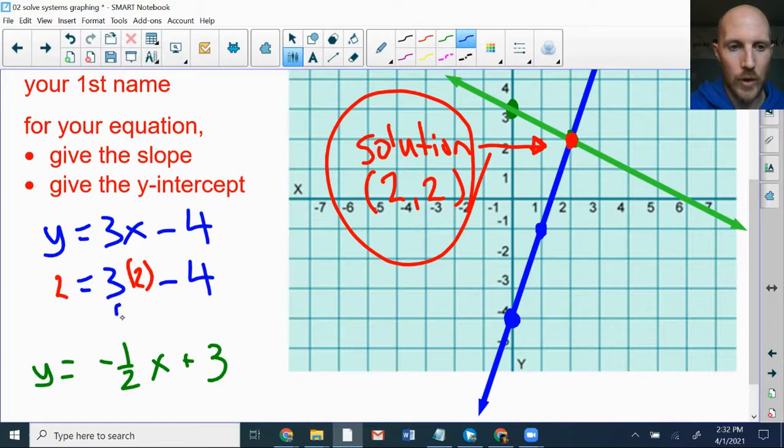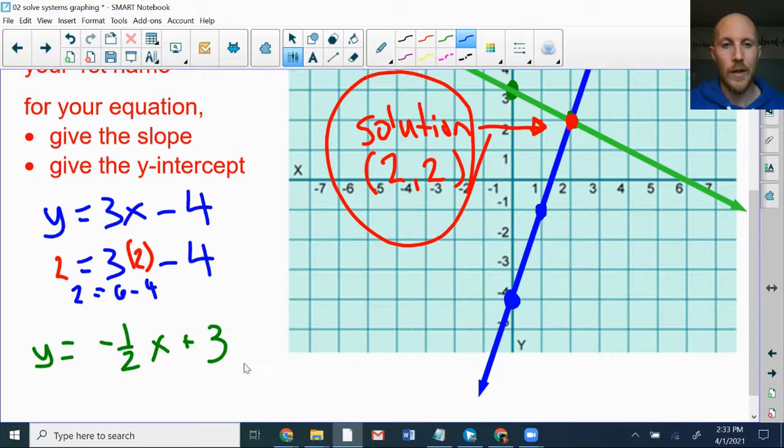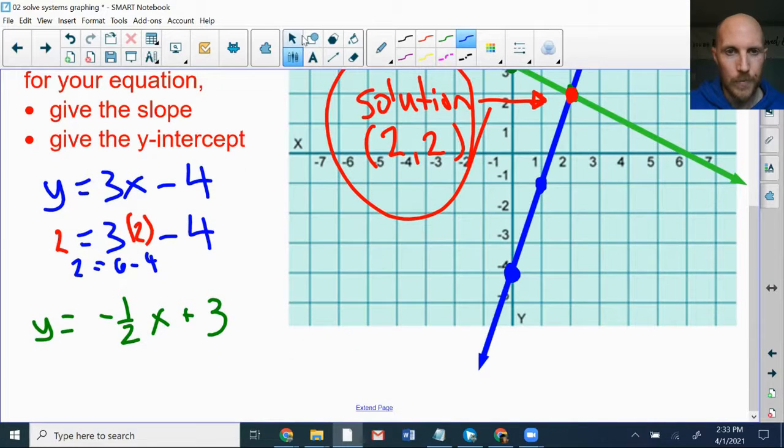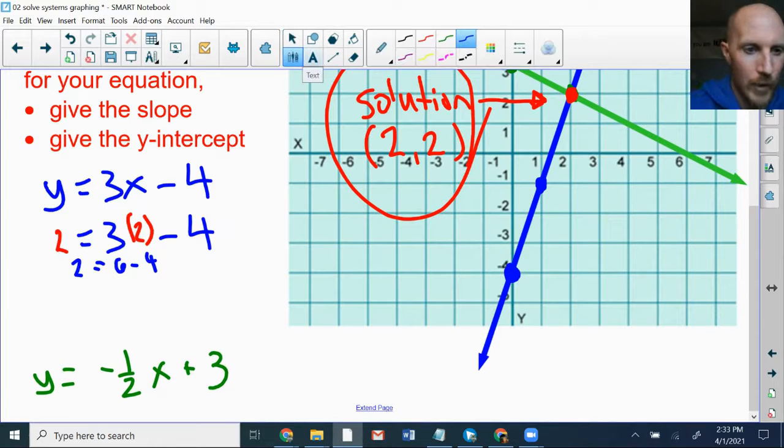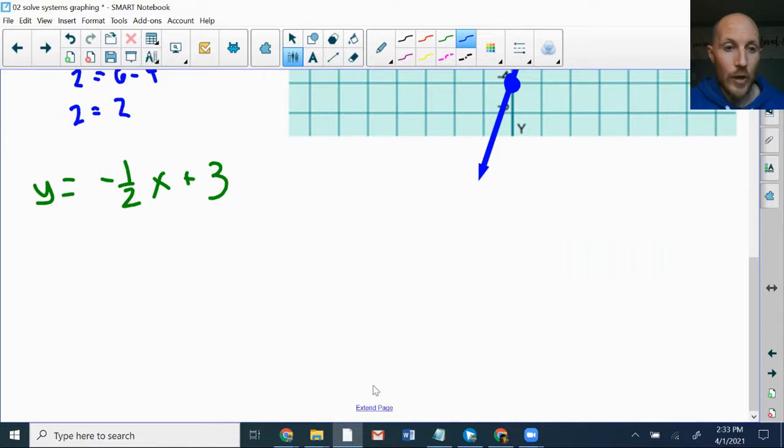3 times 2, that's 6. 6 minus 4 does actually equal 2. This works. All right, that's what we're looking for. Coordinates that will make that equation give us a true number sentence. If I scooch this green one down, then I've got a little bit more room. I can actually write that 2 equals. So when I finish subtracting on the right-hand side, 6 minus 4, that is 2. So 2 equals 2. Super.